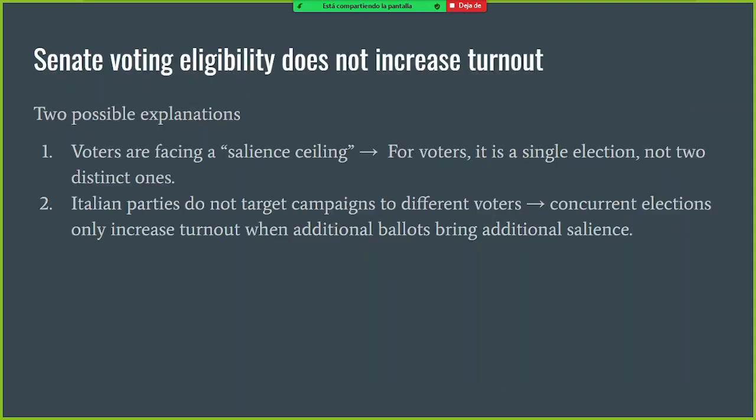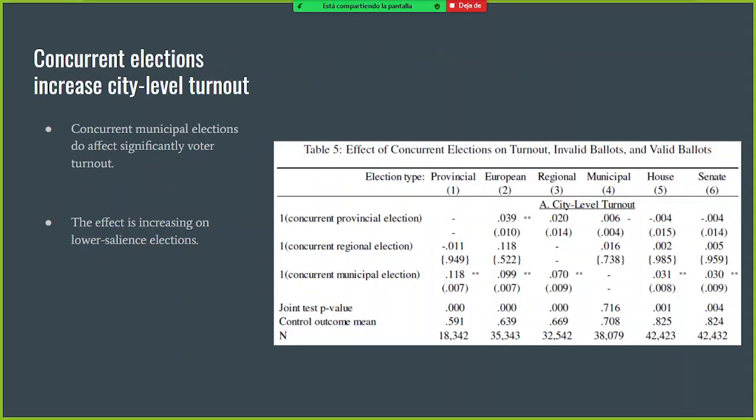The authors offered two explanations for these results. First, voters may be facing a salient ceiling. Parliamentary elections in general may be too important for voters, meaning that Senate elections don't bring anything else to the table. Second, because Italian parties don't target campaigns to different voters, concurrent elections may only increase turnout if they bring enough additional salience. The analysis of concurrent elections shows that concurrent municipal elections do significantly affect voter turnout.